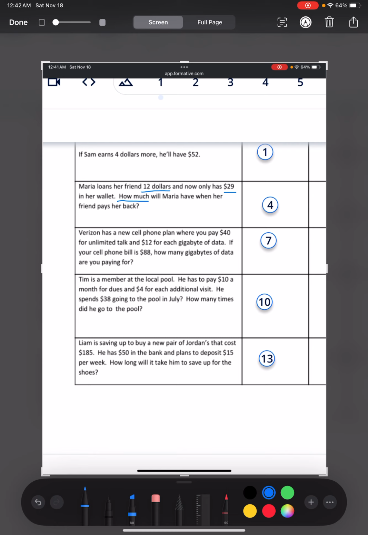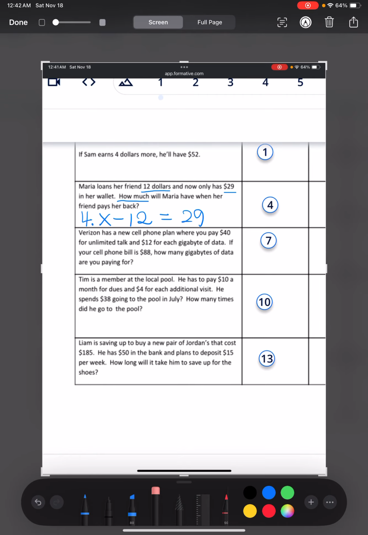So let's see, you have to figure out, this is asking you how much originally Maria had. So that amount will be X. Once she loans her friend $12, she'll be left with $29. That will be your equation. So that's number 4. Now you need to solve it. To solve it, maybe that's not that difficult for you now.